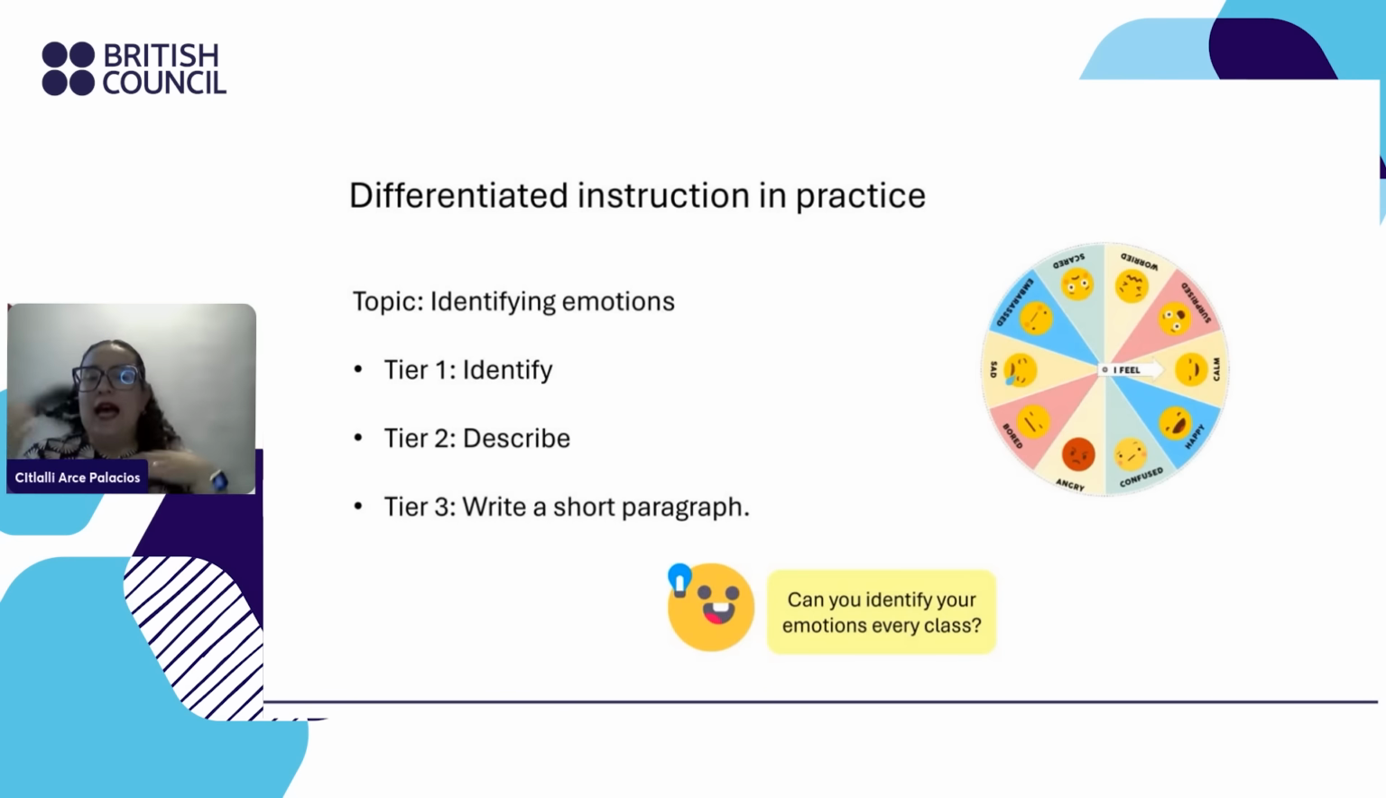Well, another example, and maybe for primary school, related to socio-emotional things, okay? Identifying emotions. The first tier is going to be identify. How do you feel today? I am sad, I am happy, I'm depressed, I'm tired, okay? Then the second one, describe why. Today I feel sad because yesterday I had a row with my sister, for example, okay?